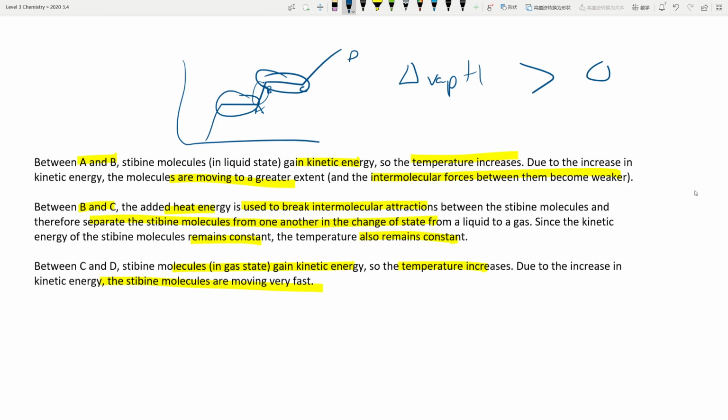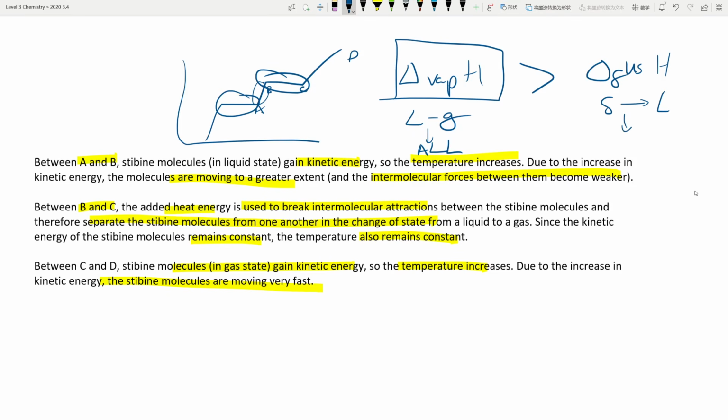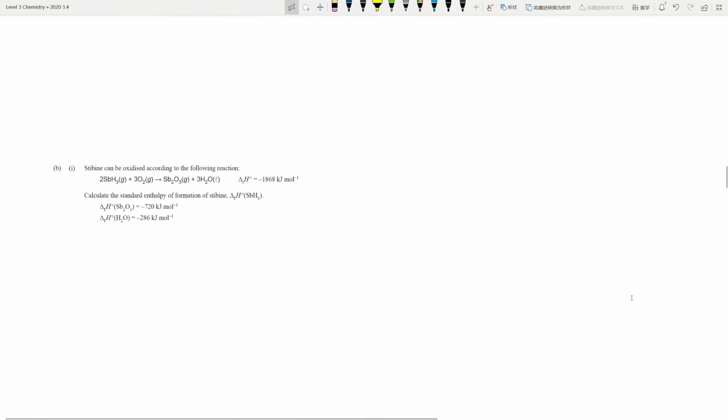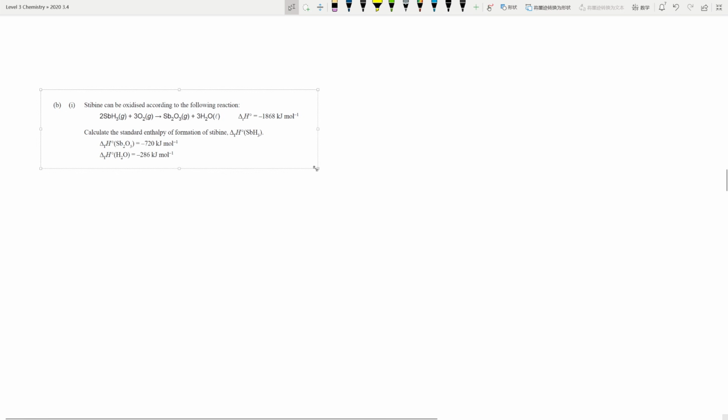One of the really popular questions they always ask: why is the enthalpy of vaporization always bigger than the enthalpy of fusion? Very popular merit-ish type of question. You just need to realize that vaporization is going from liquid to gas, and fusion is going from solid to liquid. Liquid to gas, you've broken all intermolecular forces, whereas solid to liquid, you've broken only a percentage of the intermolecular forces.